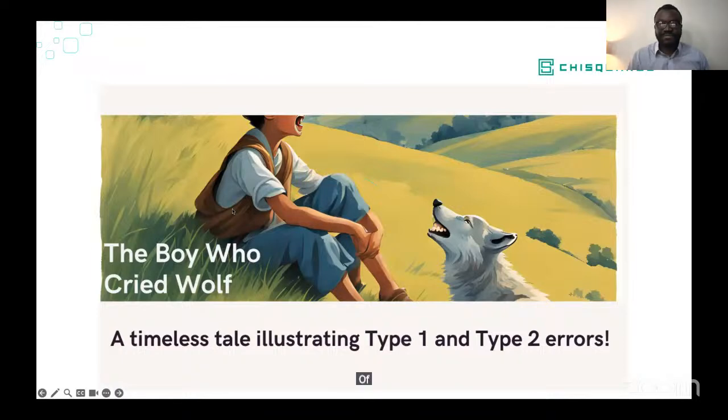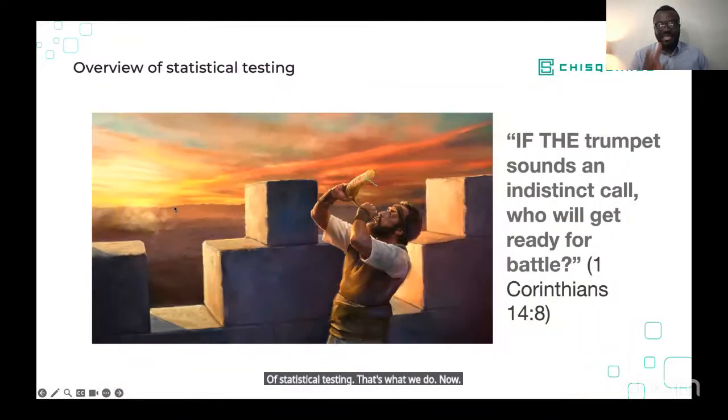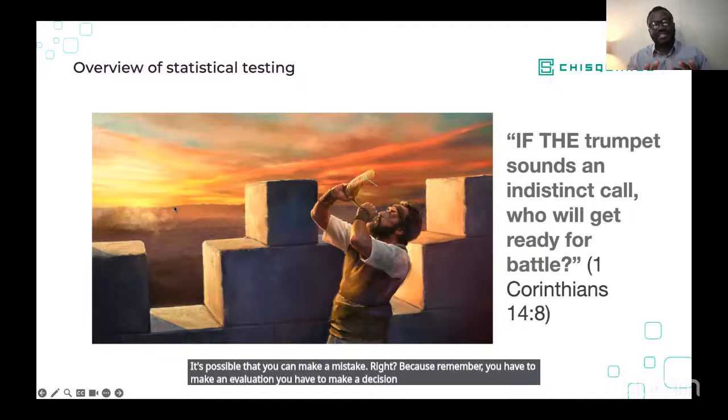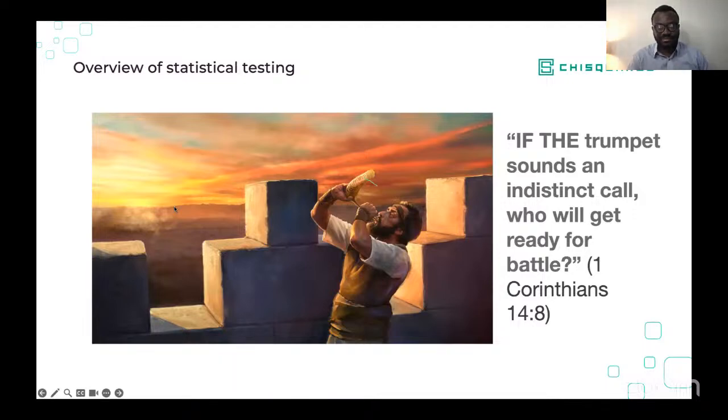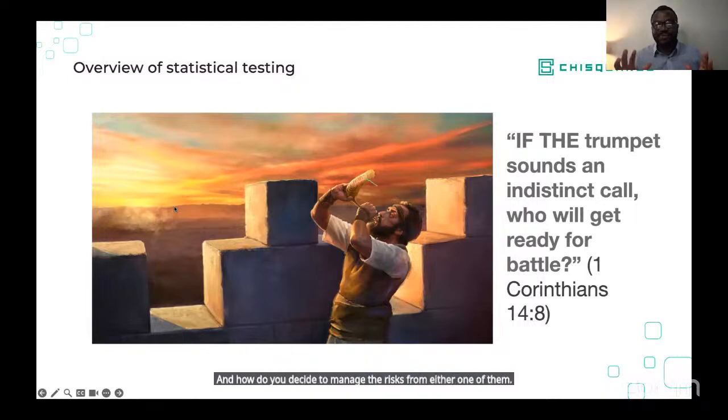That's what we do. Now, in this case, it's possible that you can make a mistake, because remember, you have to make an evaluation, you have to make a decision. What are the two mistakes you could make in this whole process? And how do you decide to manage the risks from either one of them? How do you decide which is a better mistake to make?